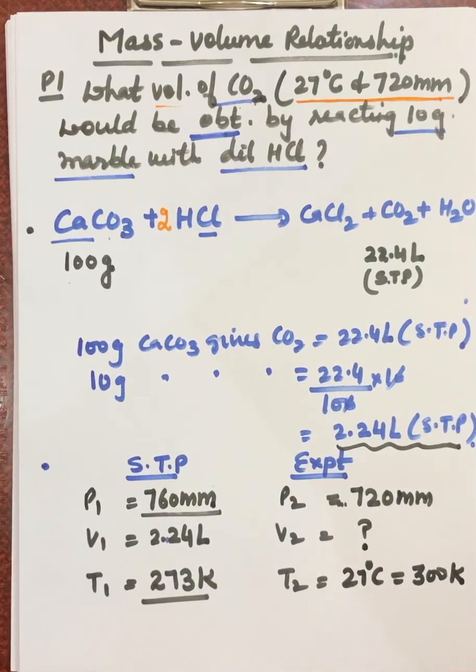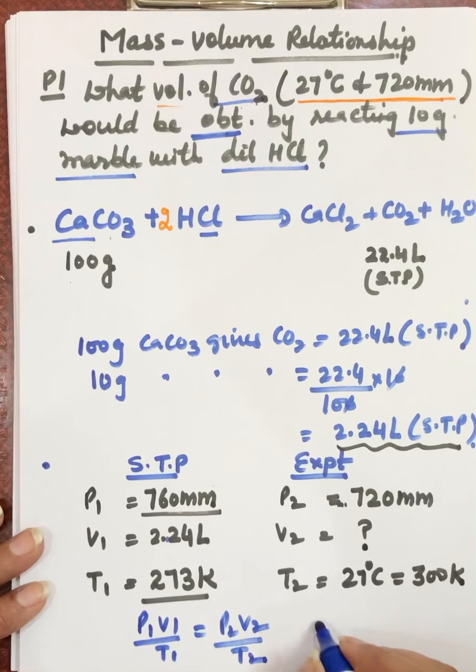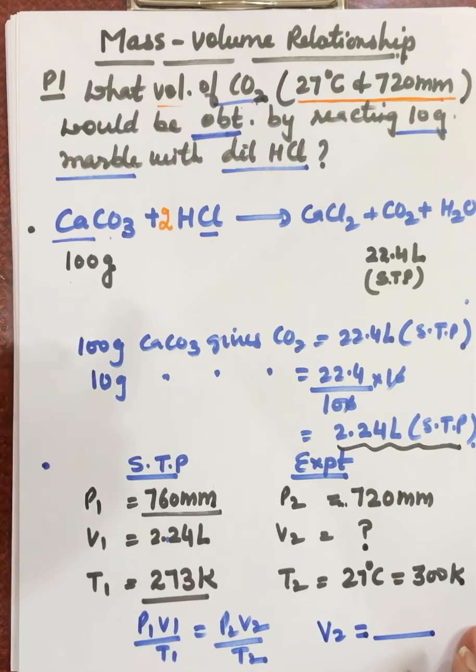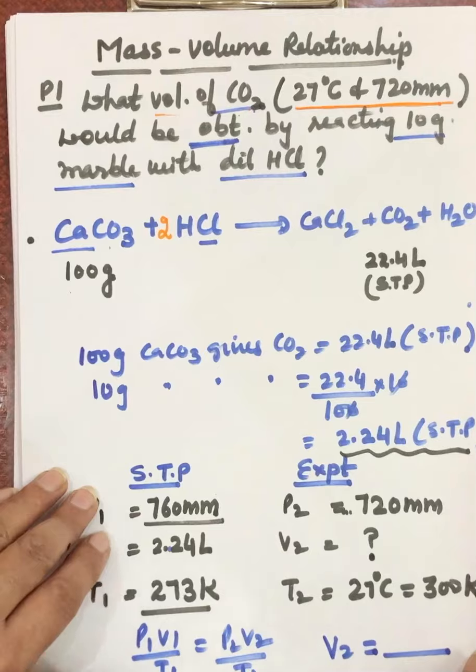Now which formula we have to use here? P1 V1 upon T1 equal to P2 V2 upon T2. Fill all the values. Volume is left here. Volume V2 we can calculate. This will come out to be the volume under the experimental condition. This will be our answer. So we have related the mass here with the volume. So this is the second type of the numerical.